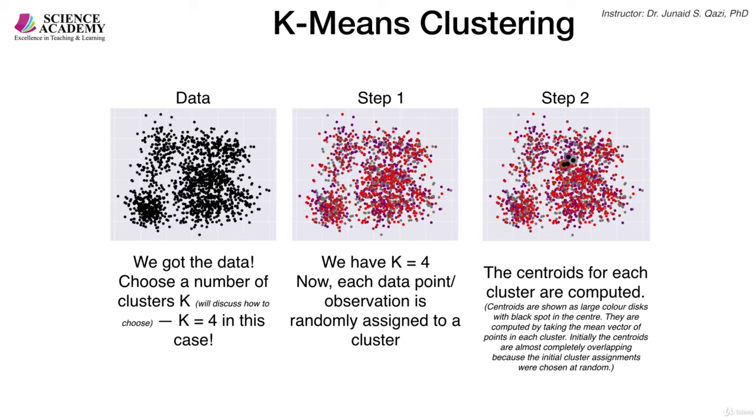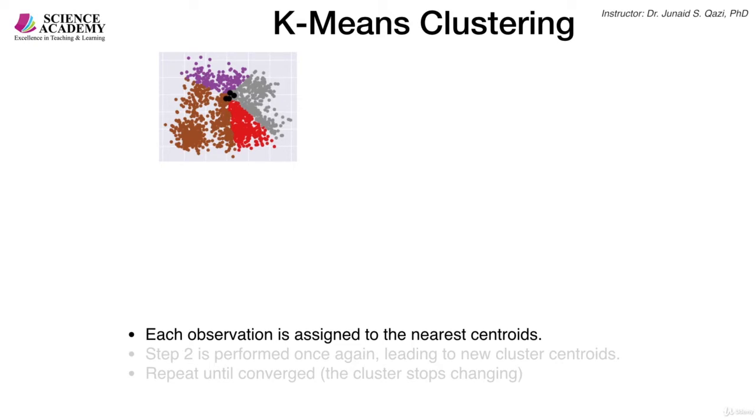Centroids are shown as large colored disks with a black spot in the center. They are computed by taking the mean vector of points in each cluster. Initially, the centroids are almost completely overlapping because the initial cluster assignments were chosen at random. So now we have cluster centroids. We go back to the data points, and each observation, or we can say data point, is assigned to the nearest centroid. So this is the point where we can see 4 distinct classes in our data.